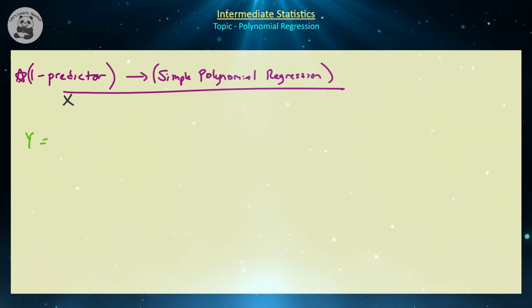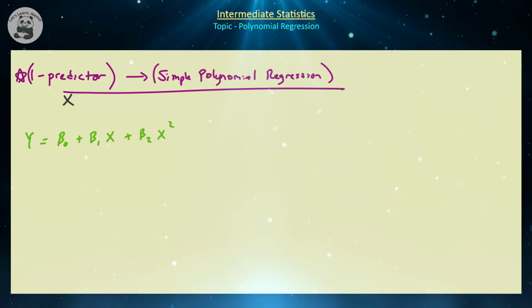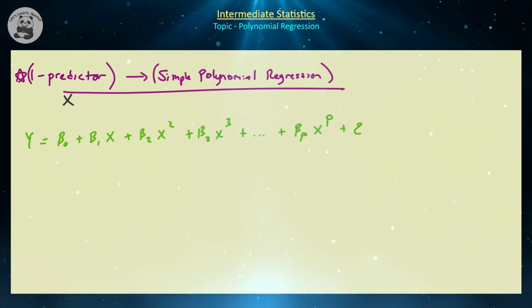So our general polynomial regression model is going to be of the following form: beta 0 plus beta 1x plus beta 2x squared, that's going to be our quadratic model, and then beta 3x cubed, that's going to be our cubic model, and we can continue this all the way out to beta p times x to the power of p plus epsilon, where obviously p should be a natural number. So that's our arbitrary simple polynomial regression model.